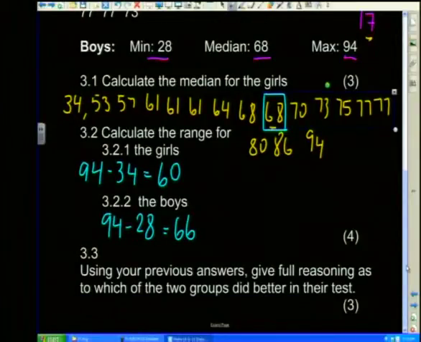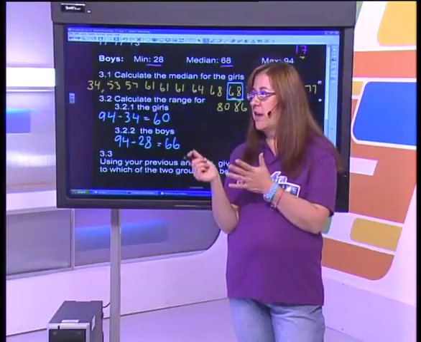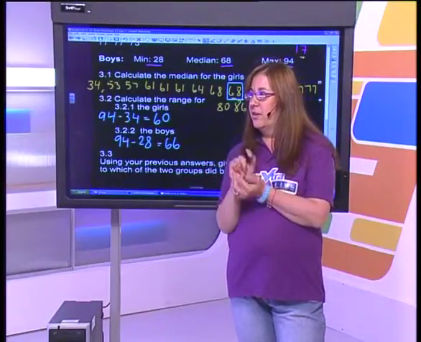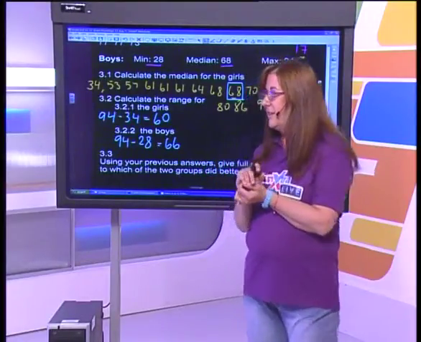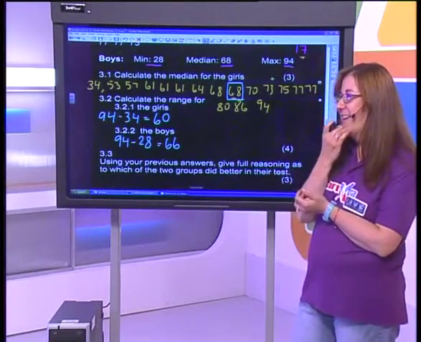Right. Use your answers, give full reasoning as to which of the two groups did better in their test. Do you think we've got enough time for me to do this reasoning now? I think so. Can we work through it? Oh, we've got 1:40. I want you to have your time, and I want you to explain this properly to the learners.